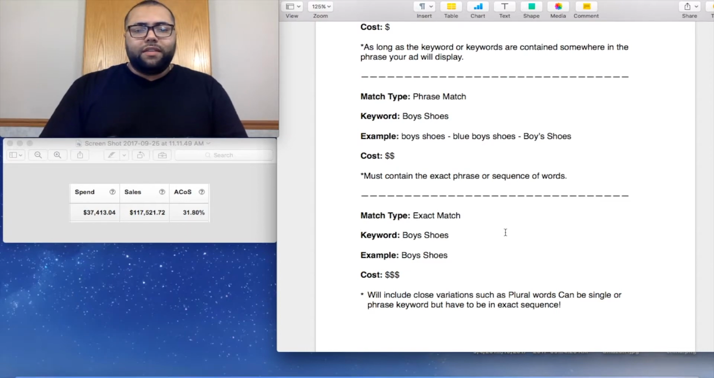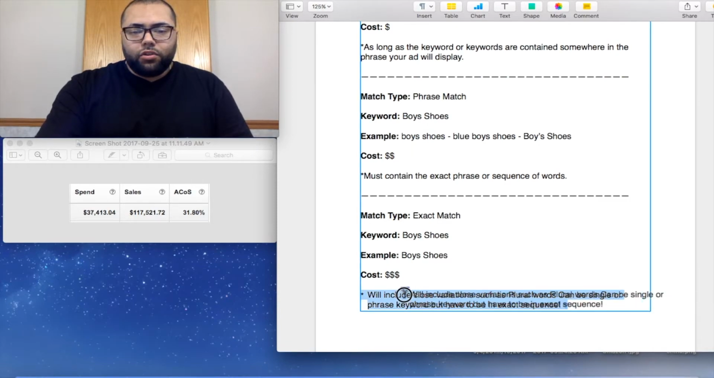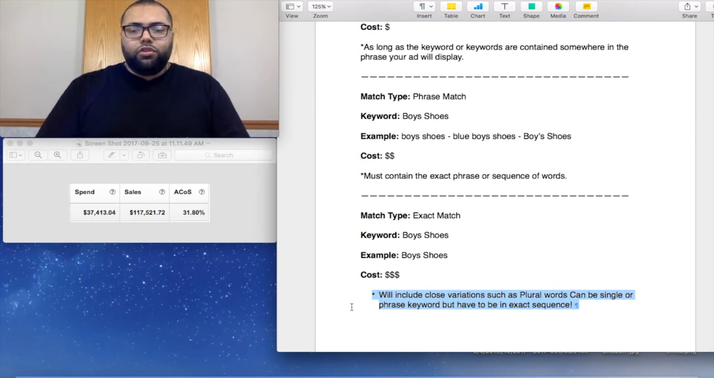Now, even though it has to be the exact keyword, you see here in the asterisk down here, it says it will include close variations such as plural words. It can be a single word or phrase keyword, but it has to be the exact sequence. So with exact, it can be a single word or a phrase, but it has to be exactly the way that you put it into the advertising. Now, like I said, it can be plural. It's not case sensitive. So if it's boys' shoes and you have it lowercase b, lowercase s for shoes, it's still going to display if somebody types in uppercase.